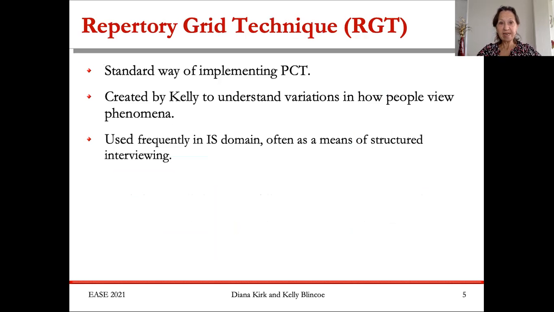So repertory grid technique is a standard way of implementing PCT. It was created by Kelly really to understand variations in how different people see the same phenomenon. But it has been used frequently in the IS domain, mainly as a means of structured interviewing.